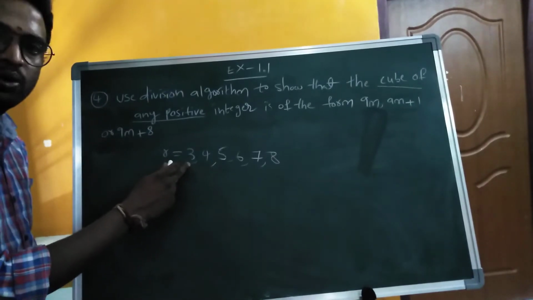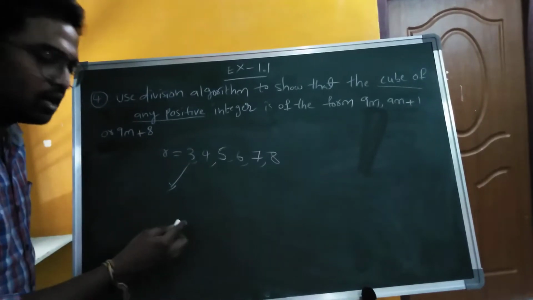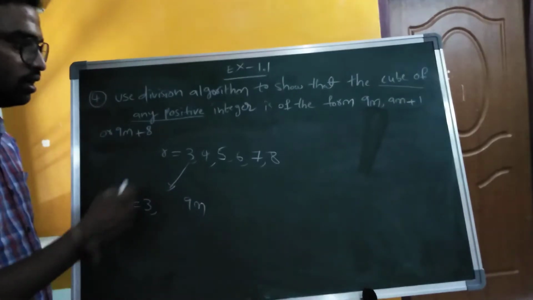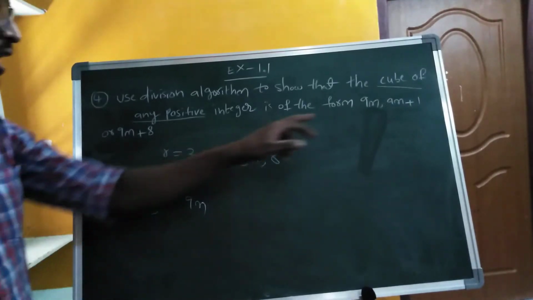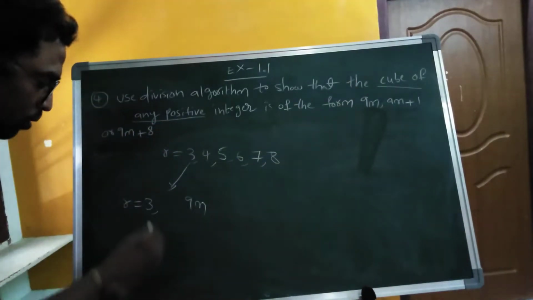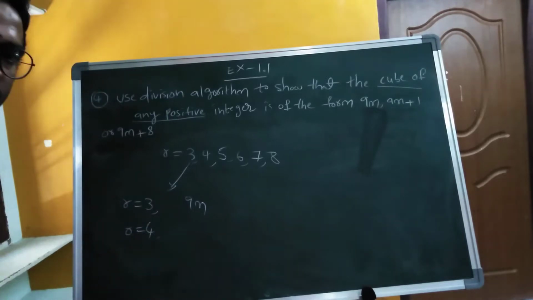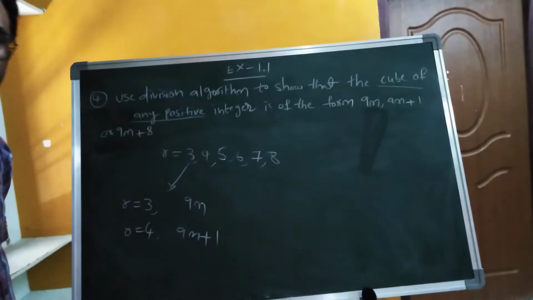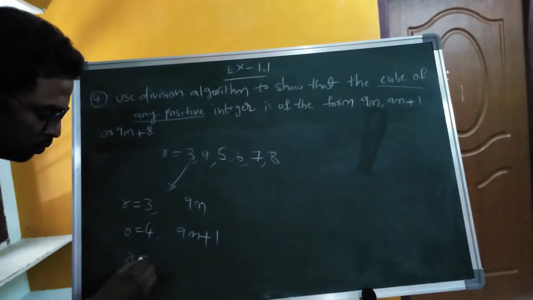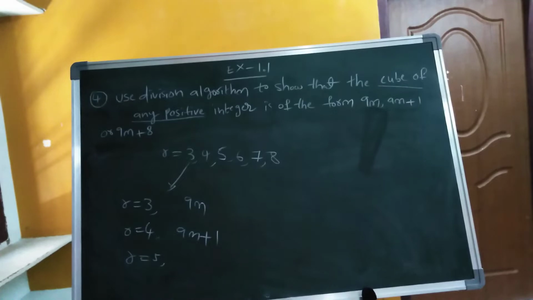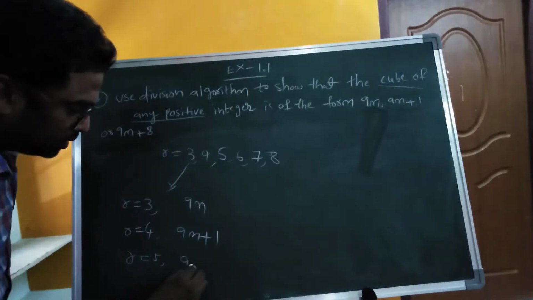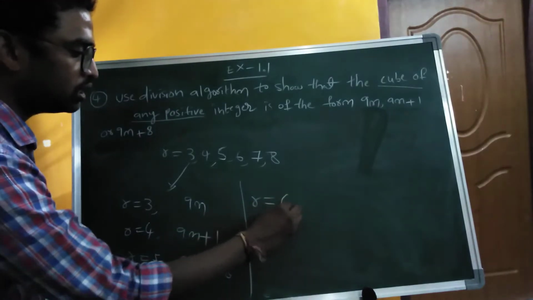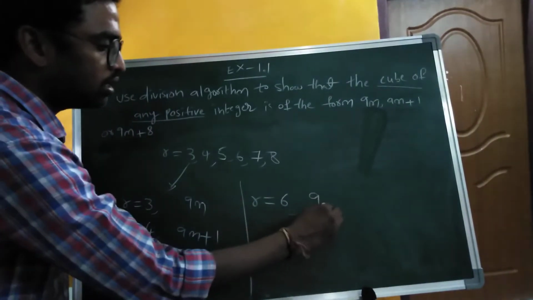When we are applying r is equal to 3, that time you got the answer like 9m. When r is equal to 3, you get the answer in the form of 9m, okay. Now when r is equal to 4, you get the answer 9m plus 1, okay. When r is equal to 5, you got the answer 9m plus 8.